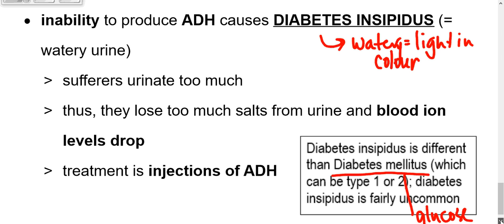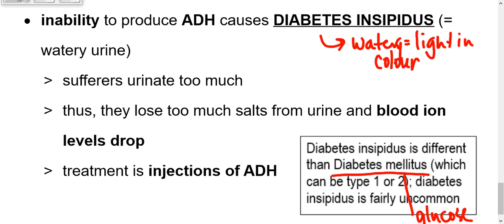But if you were looking to diagnose someone with diabetes insipidus, you'd be looking at the color of urine. And if it was really light and looked really watery in color, that would be a good indicator that they are suffering from diabetes insipidus. So people with diabetes insipidus urinate too much, so they lose a lot of salts from their urine and blood ion levels drop. So the treatment for that is injections of ADH.